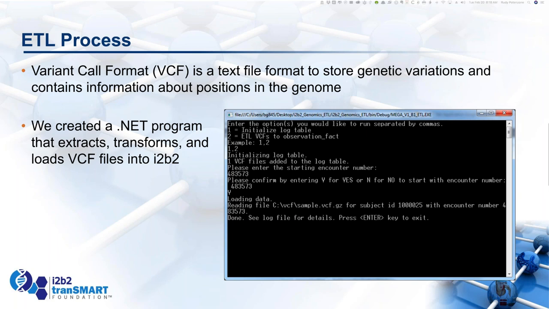And we wrote a .NET program that goes through this ETL process to load the VCF files and their annotations into i2b2. This is just a screenshot. It's not a very good UI, but it does the job. And this is also part of the source code that we're releasing as an example. Specifically, our VCF files are from the Illumina multi-ethnic genotyping array, but again, there is a lot of variation in the approach.